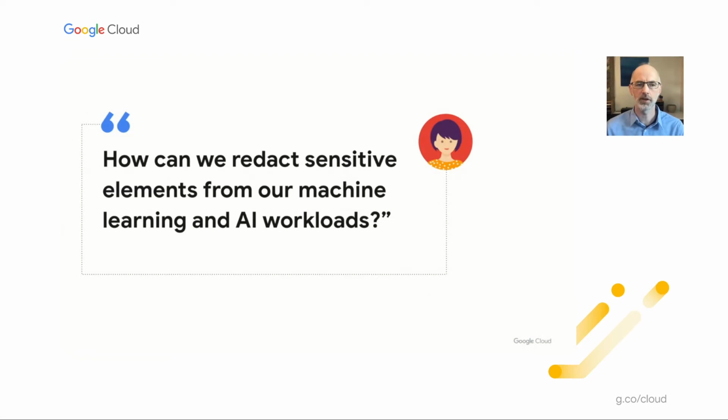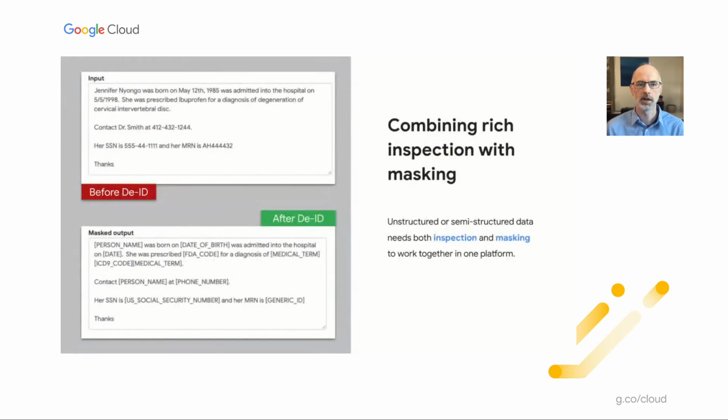So first, Angie has the question, how can we redact sensitive information from our machine learning and AI workloads? Let's consider this example. So here we're looking at unstructured data. In the upper left-hand corner, we have a note that was typed in that has sentences, and it's unstructured. In this note, we have different types of sensitive information like personally identifiable information or PII, some healthcare medical data, a medical record number. There's a lot of information in there. And because this is unstructured, what it really needs is a combination of inspection and masking to be able to handle this. And we need that to work together in one platform.